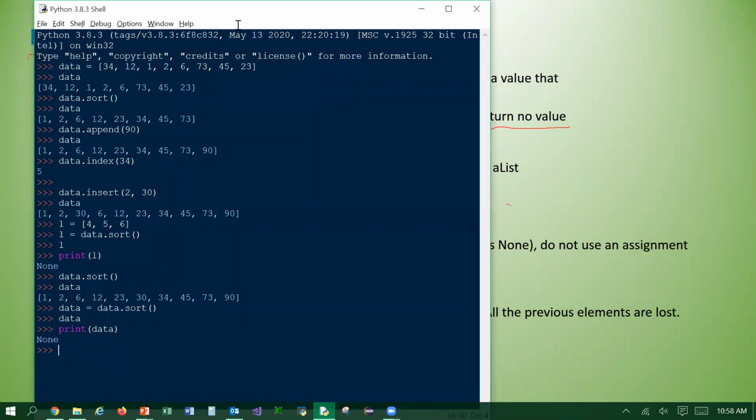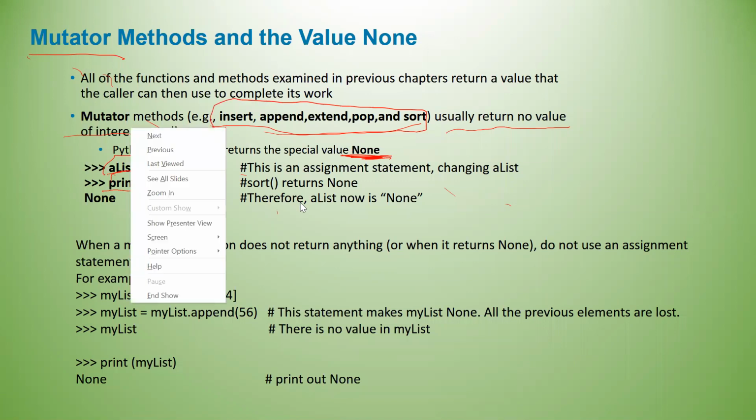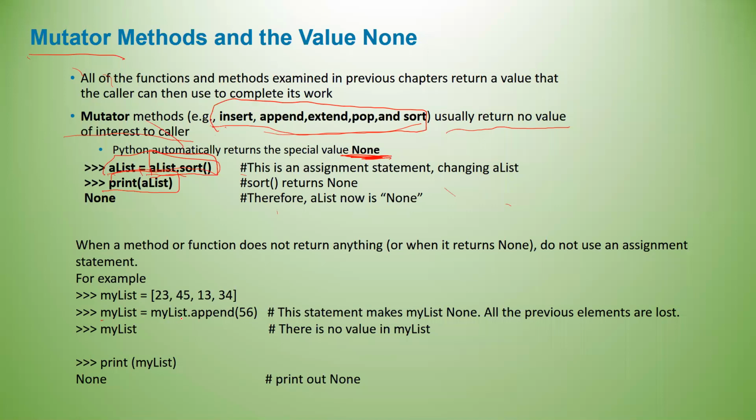Yes? Okay. Anyone else? Do you feel that you understand it? So for these mutator methods, when they change the original variable, you do not use assignment when you call them. So do not do this, because append is changing the list. These methods will automatically return a special value of None, and when you print it out, it will be None. That's why I'm saying it's dangerous. Don't do that.